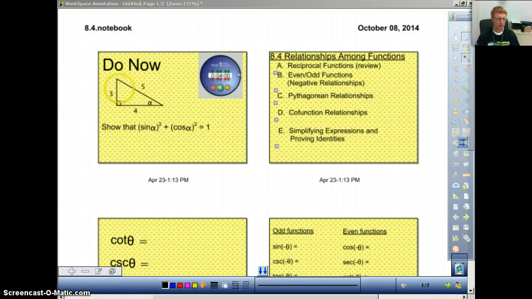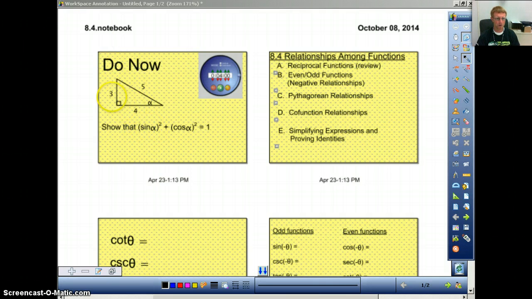So we have this right triangle here, a 3, 4, 5 special right triangle. It says to show that the sine of alpha squared plus the cosine of alpha squared is equal to 1. This is going to be one of the relationships that you notice that we use, but I want to just go through this.